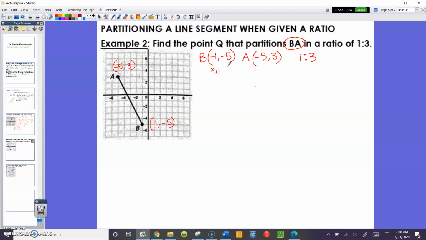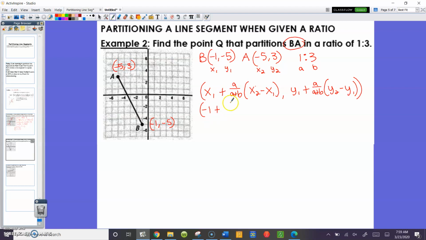Let's go ahead and label. This would be x1, y1, x2, y2, and then A and B. So I'm going to go ahead and write down my formula. Okay, so I'm going to go ahead and substitute everything in. Our x1 is -1. A is 1 and B is 3. Our x2 is -5 minus our x1, which is -1. y1, -5. y2 is 3 minus y1, which is -5.